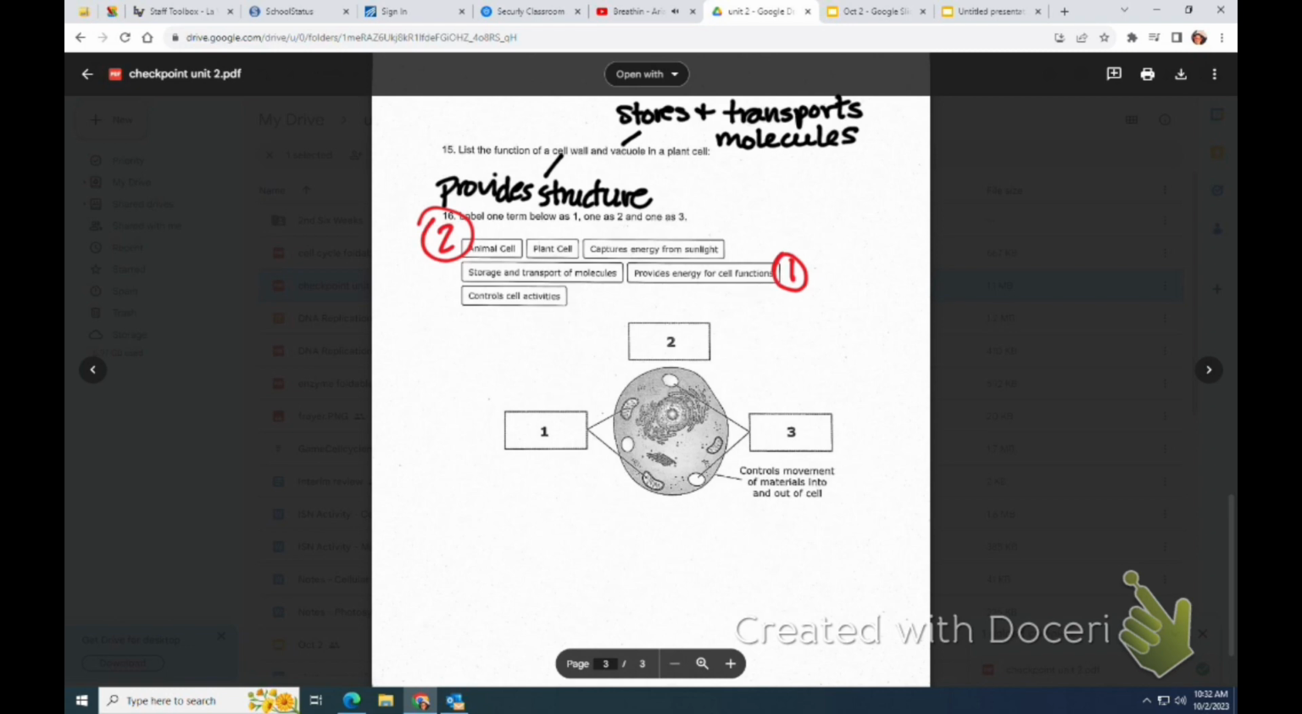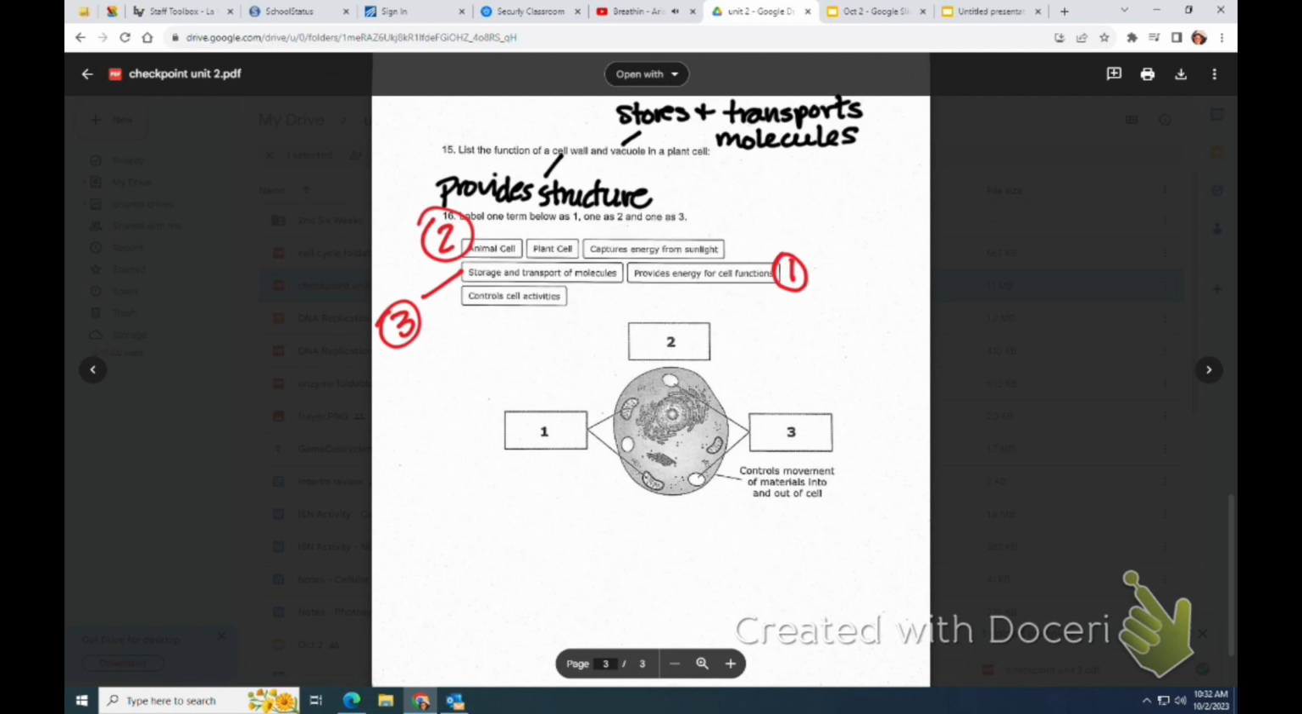And then number 3. What do you think that is? They look like little voids. That's not the nucleus. The nucleus is going to be that big thing in the center. Yes, storage and transport is going to be number 3. So the whole thing is an animal cell. My mighty mitochondria over here provide energy, and these two things are vacuoles, which store and transport molecules.